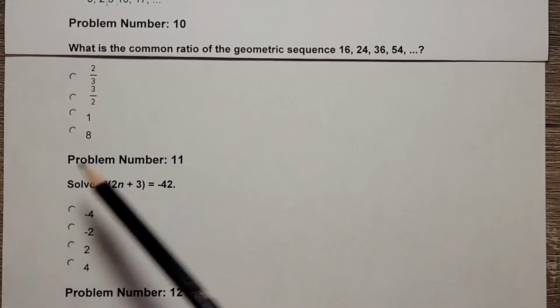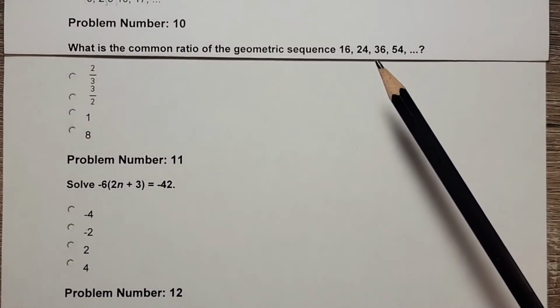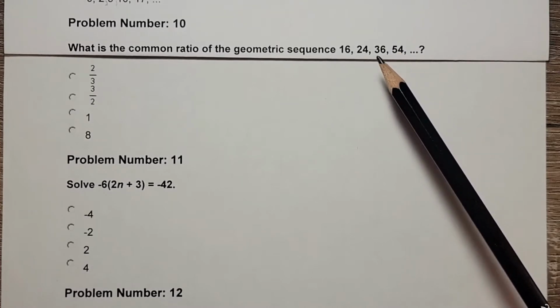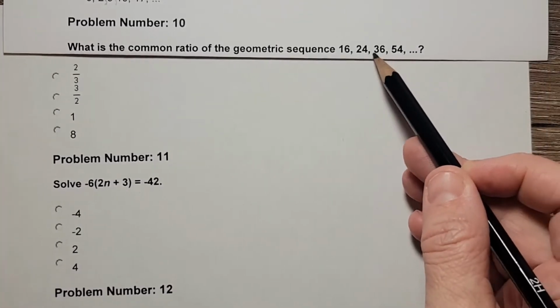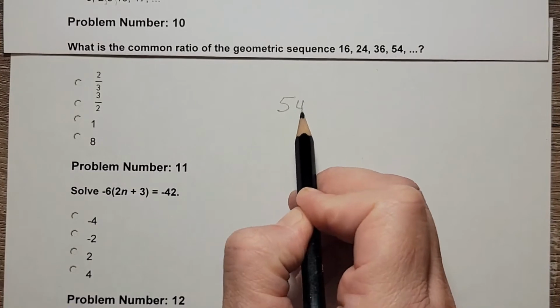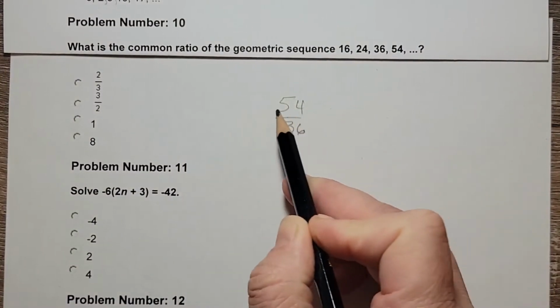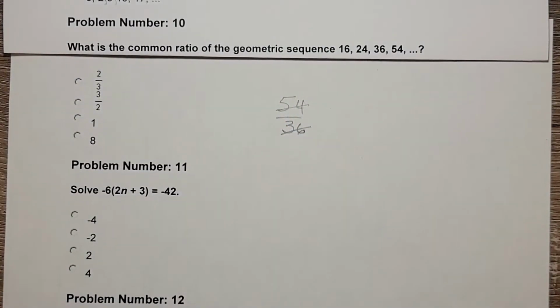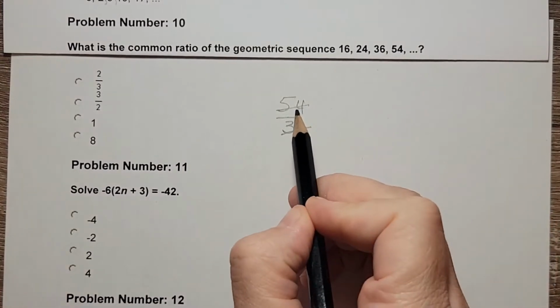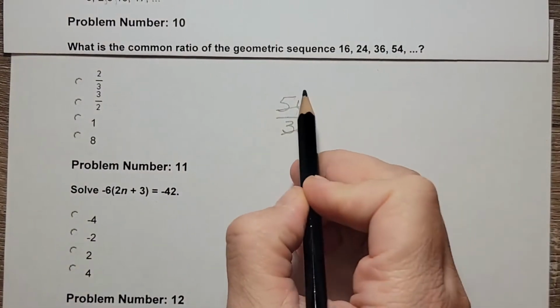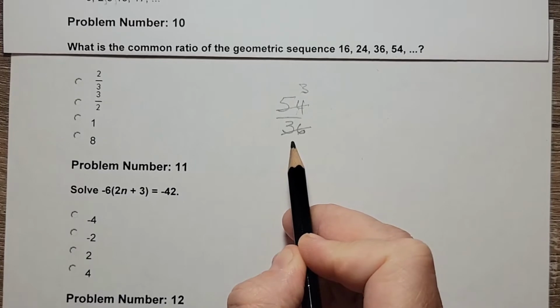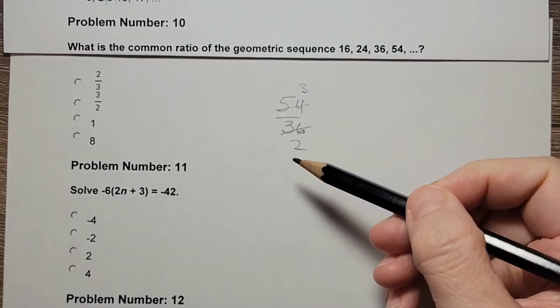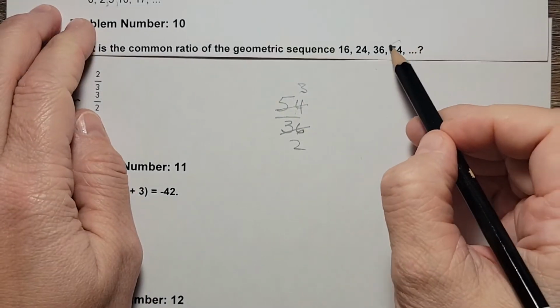Okay, problem 10. What is the common ratio of the geometric sequence? This is how I find the common ratio. I take this number and I put it over this number and reduce it. Let's see. Okay. 18 can go into 54 3 times, and 18 can go into 36 twice. 3/2. Okay, that would work.